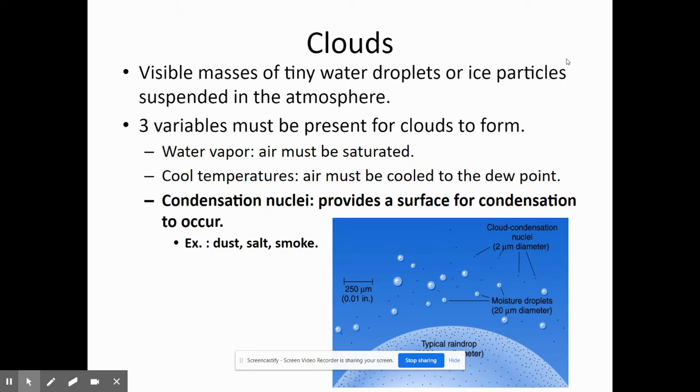Three variables must be present for clouds to form: water vapor, the air must be saturated; cool temperatures, air must be cooled to the dew point; and condensation nuclei, which provides the surface for condensation to occur. It's just something that allows the water droplets to form, to condense around. So it has to be something like dust, salt, or smoke.